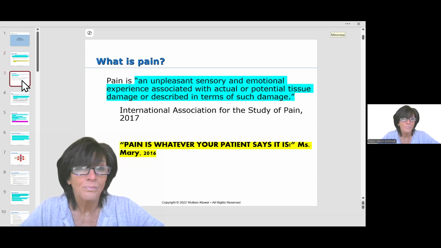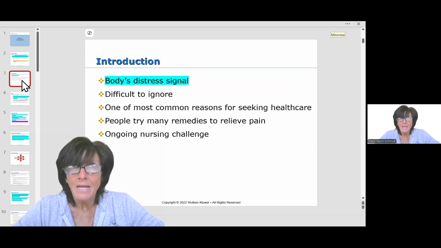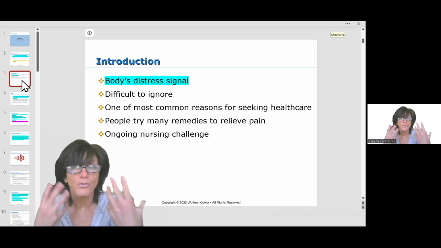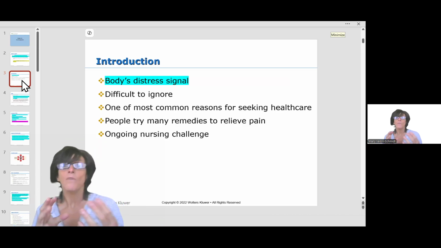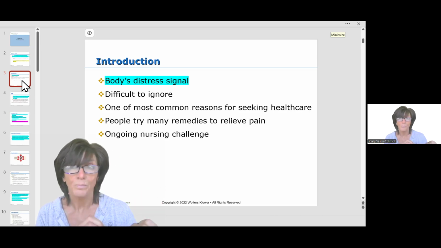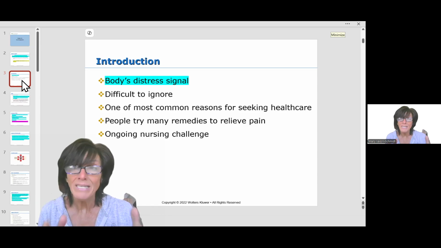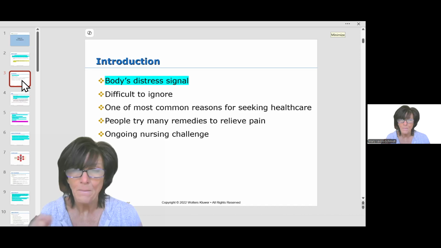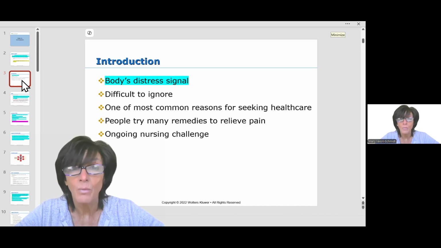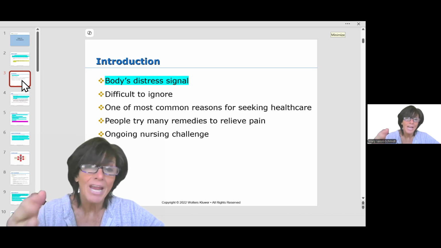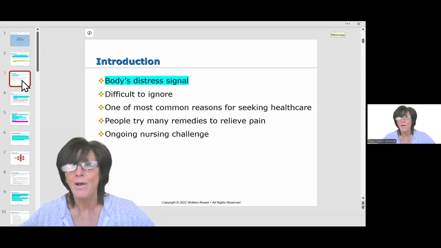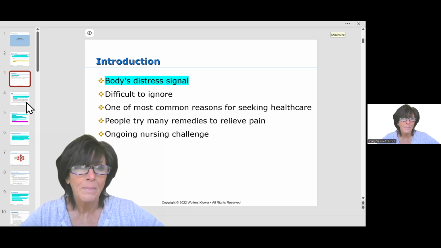So, we have pain for a reason. It's a distress signal. It's the body's way of warning us that something is hurt. And it's very difficult to ignore pain. It's one of the most common reasons that people go to the hospital or the doctor. They're seeking relief, and people will try anything when they have pain. This is an ongoing challenge, not just for nursing, but for the healthcare industry in general.